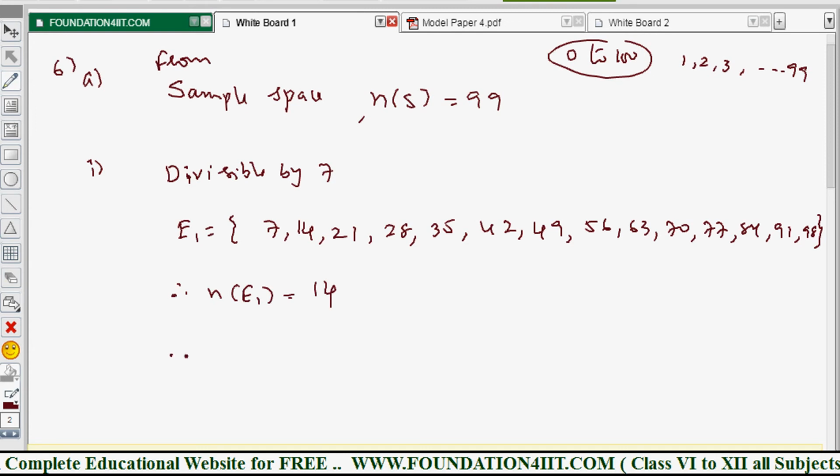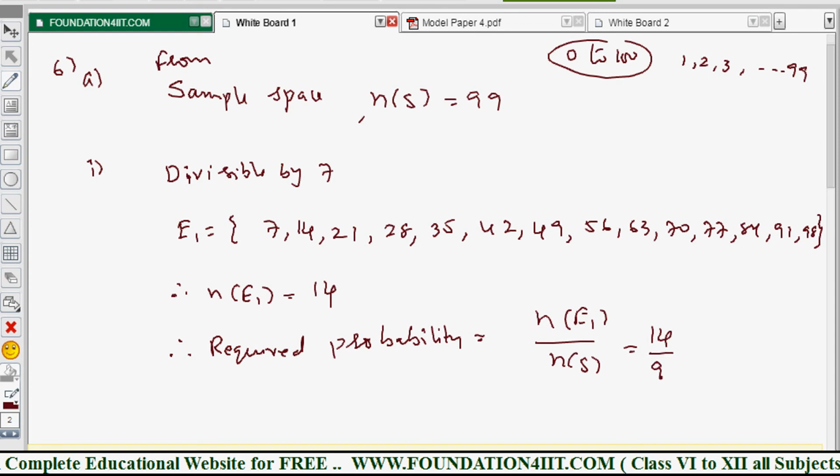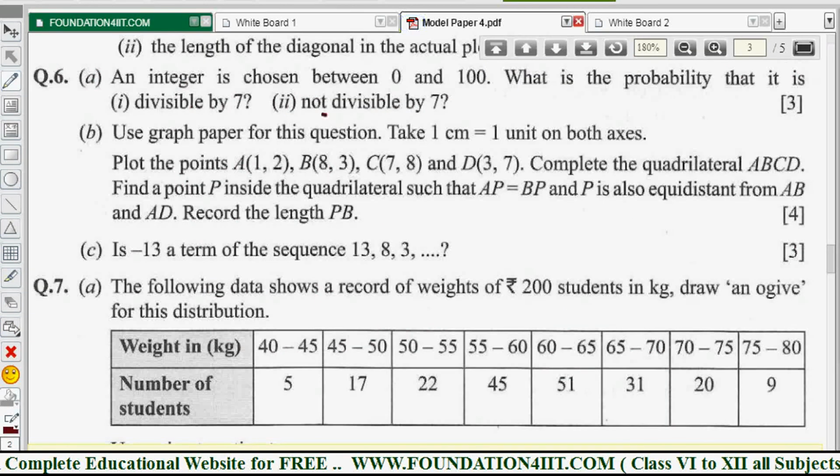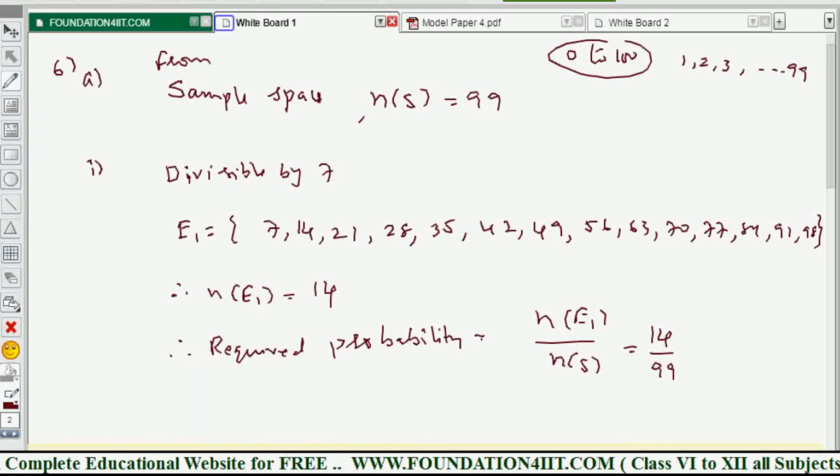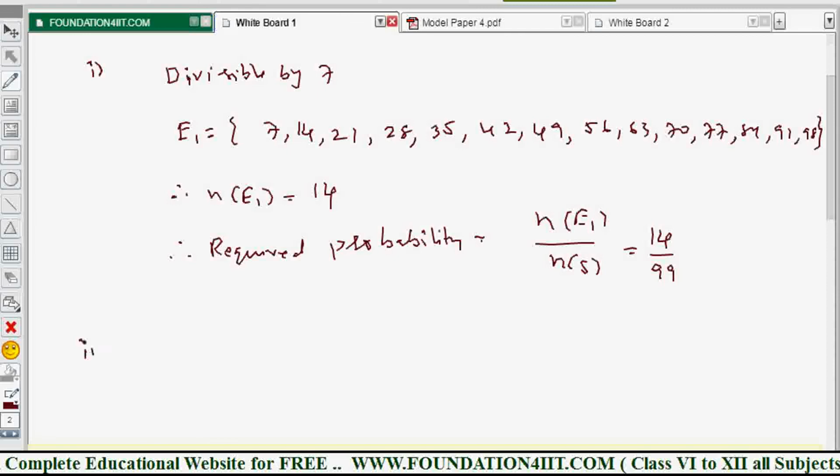So the required probability, that is, of the number being divisible by 7, is n of E1 by n of S, so 14 by 99. That's it. This is the required probability. And the next question, the same one, not divisible by 7. Not divisible by 7 means you just subtract from 1. The remaining numbers are not divisible by 7, so the selected integer is not divisible by 7.